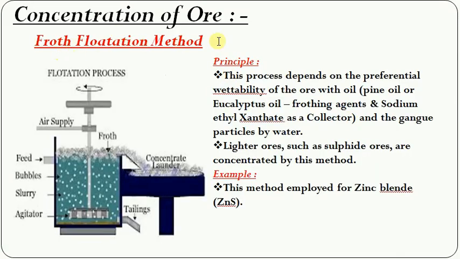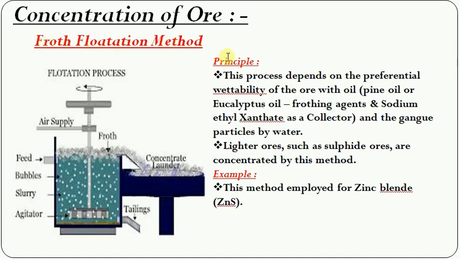Froth flotation method. The froth means it is a form of foam or bubbles. When we mix oil and water, the oil usually floats on the surface of the water. The froth is made up of usually fat or oil. So the froth floats on the surface of water. That is the reason this method is called Froth flotation method.